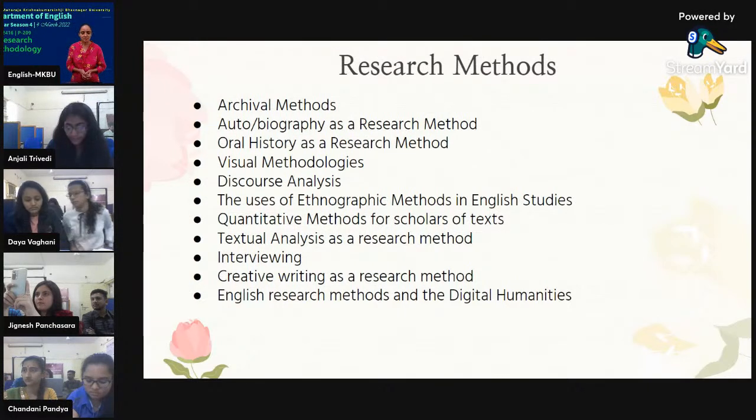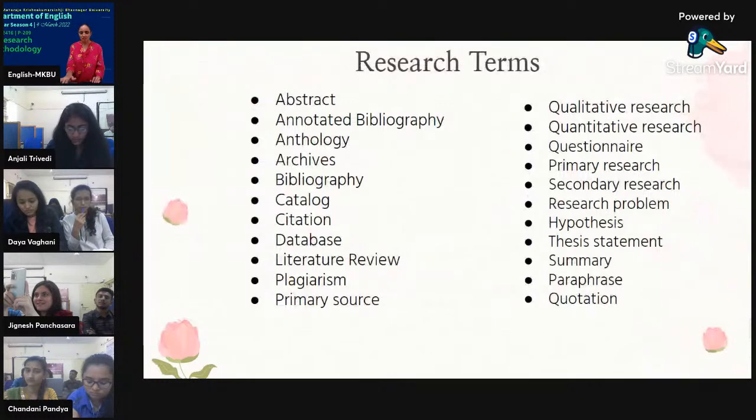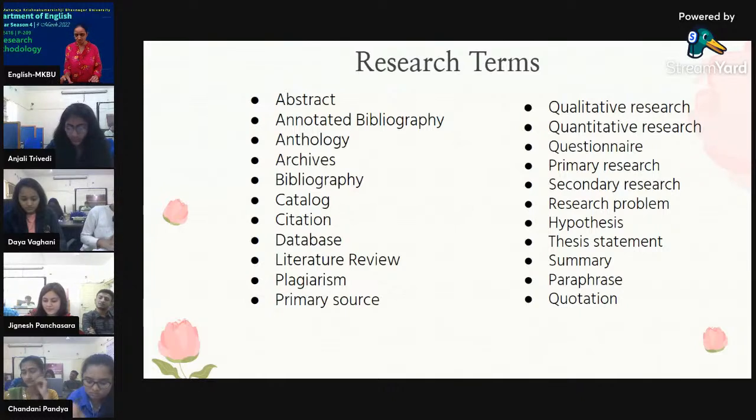Then quantitative methods for scholars of text, textual analysis as a research method, interviewing, creative writing, English research methods, and digital humanities. Then these are some of the research terms, like abstract. What is an abstract? It is the summary of the work, used in a research paper. It usually appears at the beginning of a scholarly or technical article. And databases and indexes often contain abstracts that can help you to decide whether an article is relevant for your purposes. Then annotated bibliography.